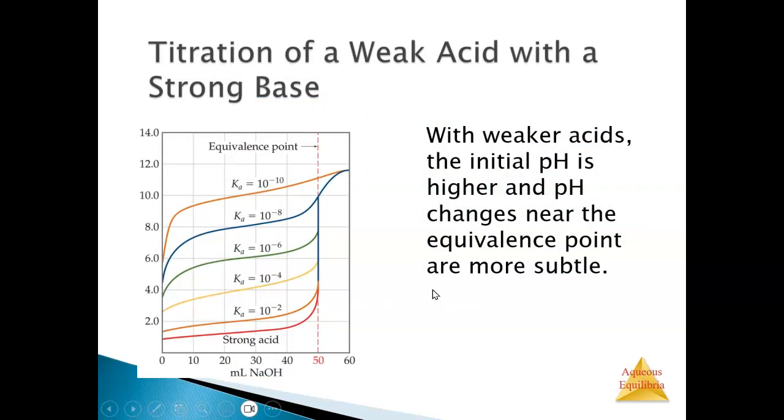The weaker and weaker my acid, the initial pH is going to be higher and higher and higher for an equimolar solution, and the change near the equivalence point is going to get more and more and more subtle. So with a strong acid, strong base, I had that huge jump. With a weak acid and weak base, I'm going to get this slanting up through that buffer region, and then I'll still get that change, but it will be a shorter jump up instead of that huge jump up for a strong acid.